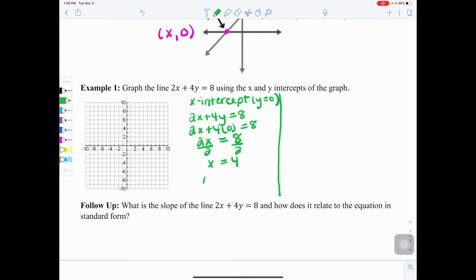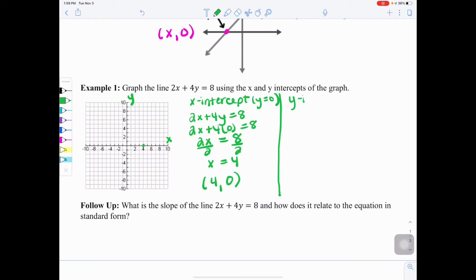So now I know my x value of the coordinate is 4. My y value was 0 because it's an x-intercept. And I have the first point that I will plot on my graph. So here's the x-axis, the y-axis. 4, 0 would be located right there.